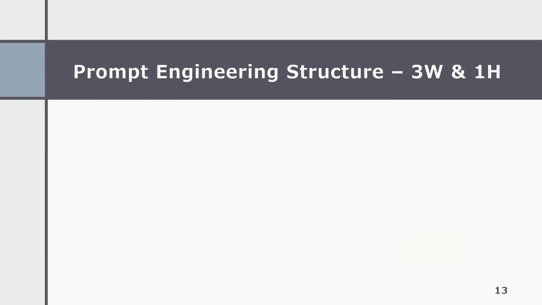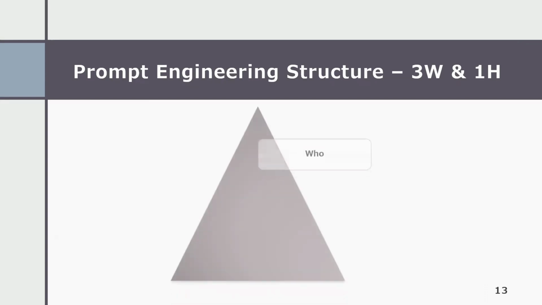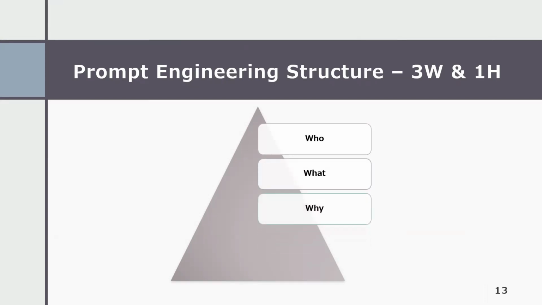So there is a prompt engineering structure, which is 3W and 1H. So let's look at it. The first W is who. Who are you? Or the role. The second W is about what. What is the task which you want to get done? And why. So basically the context, why this task is required. And how. How is basically the format, or what you want it to be, like is it PDF, Excel, or any document, things like that.